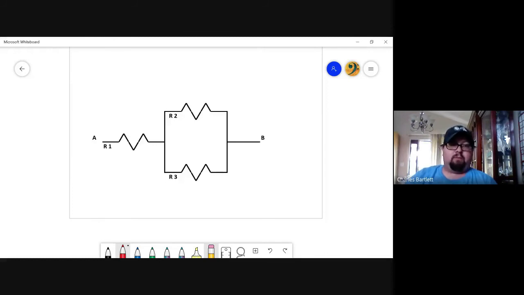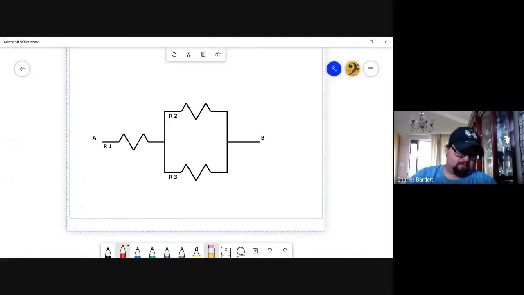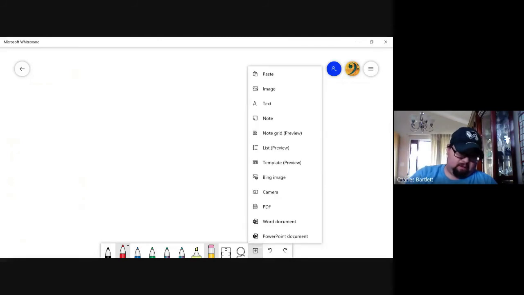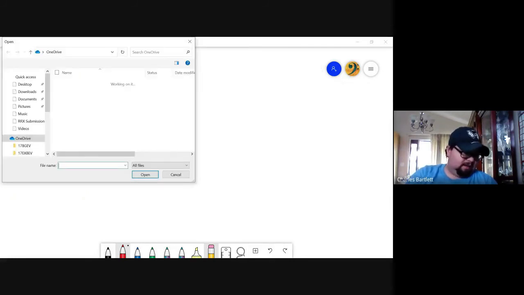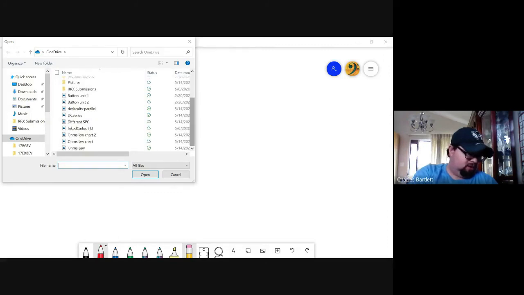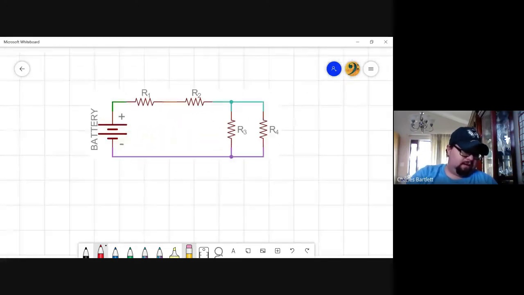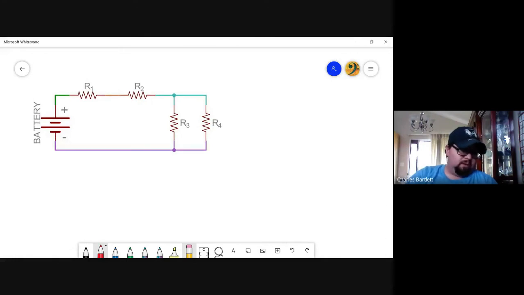So hopefully that helped. The last thing I wanted to show you guys is something that I do think confuses people about this, and that is that parallel or combination circuits don't always look like what I showed you, right?